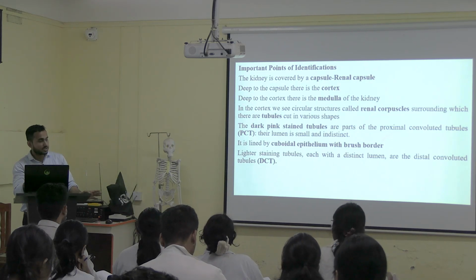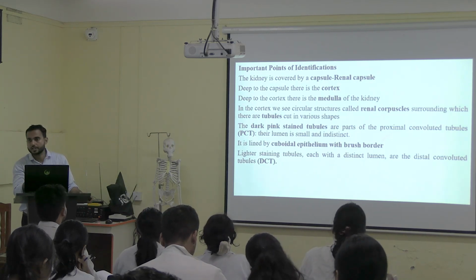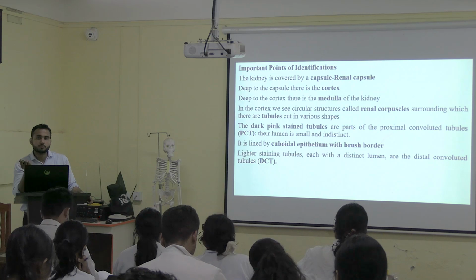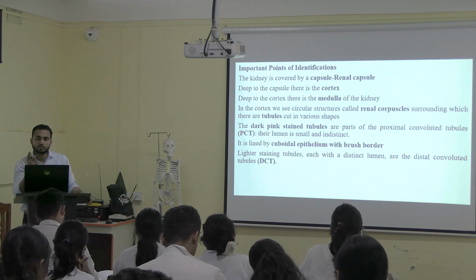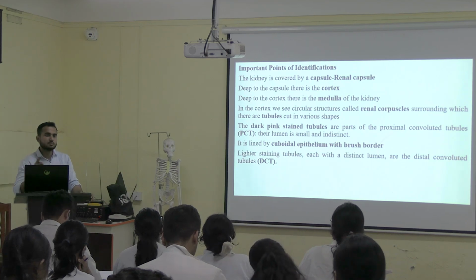So today mainly we will be discussing these important points of identification. Now these important points are of low magnification as well as high magnification. Okay, what is the meaning?